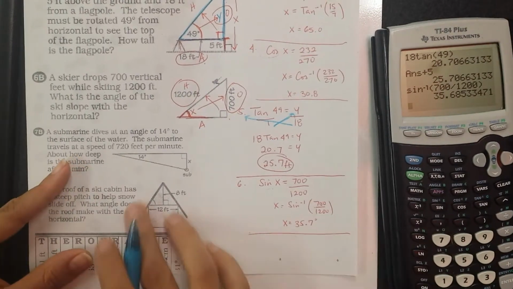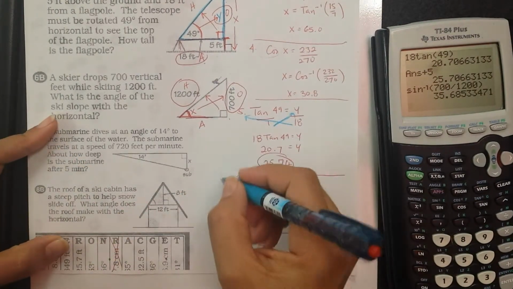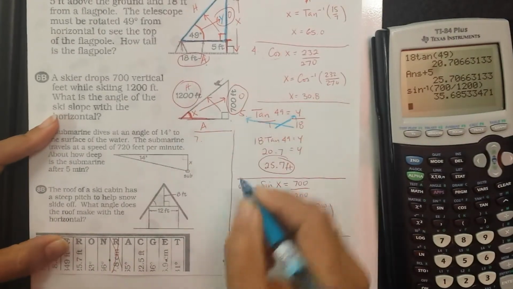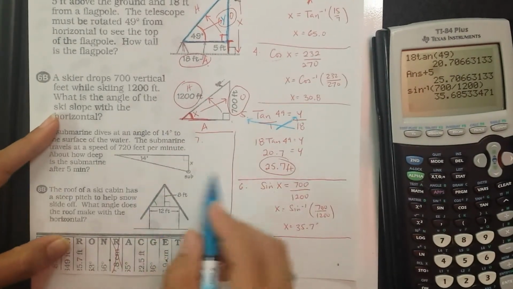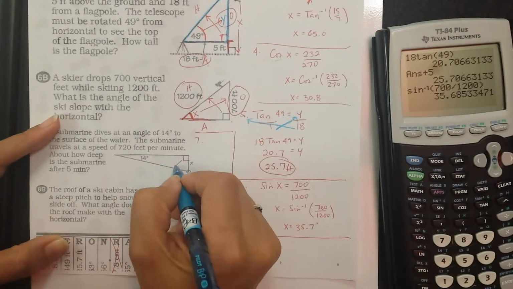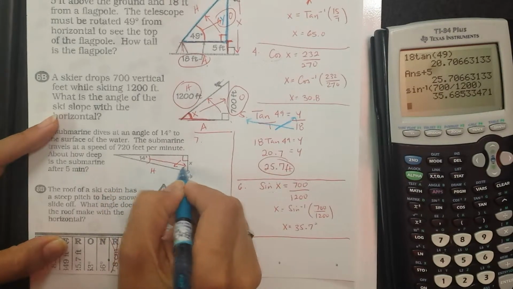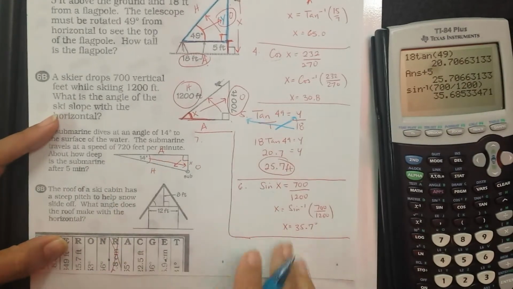Number 7, again, looks like it's labeled. In fact, I'll go ahead and do number 7 here so I can leave space. It looks like it's already labeled for you. Again, find your box. Go across from that, that's H. Find your angle. Go across from that, that's O. Whatever's left over is A.